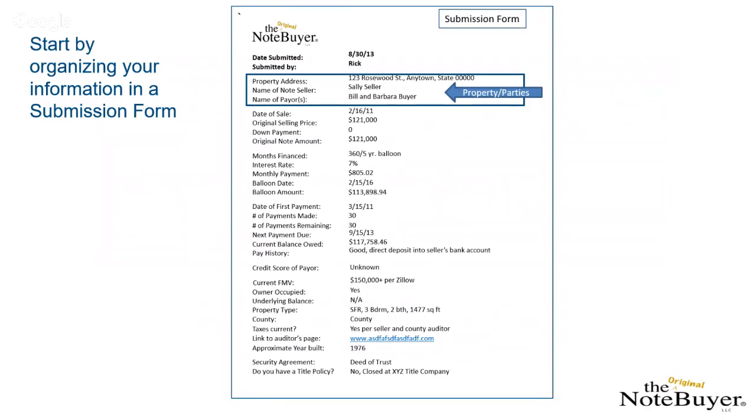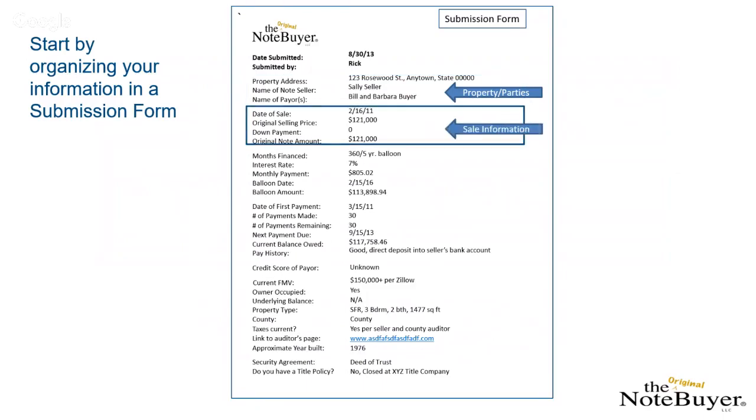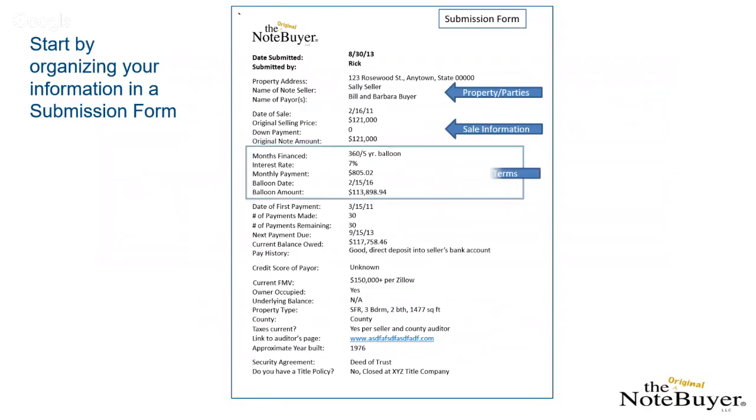But then you'll see we're going to cover the property address, the name of the note seller, and the name of the payor. Okay. Then the next section is going to give information about when the note was created. What was the date of the sale of the property? And what did the property sell for? Was there a down payment? And then what was the original note amount?